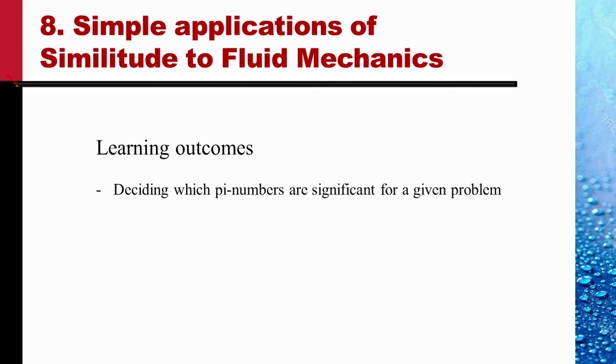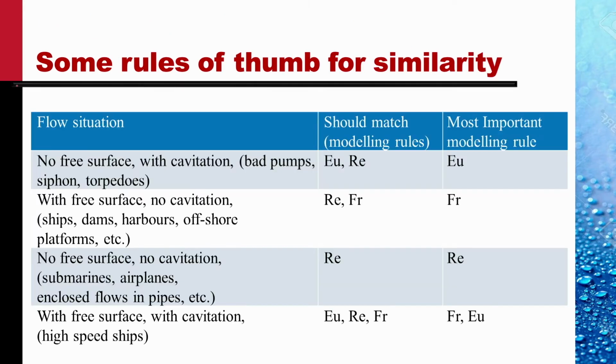In this lecture, we will discuss some simple applications of similitude to fluid mechanics. In the last lecture, we developed some rules of thumb for similarity. We discussed that in the flow situation with no free surface but with cavitation, that happens in badly designed pumps, siphons and torpedoes, we should match Euler number and Reynolds number.